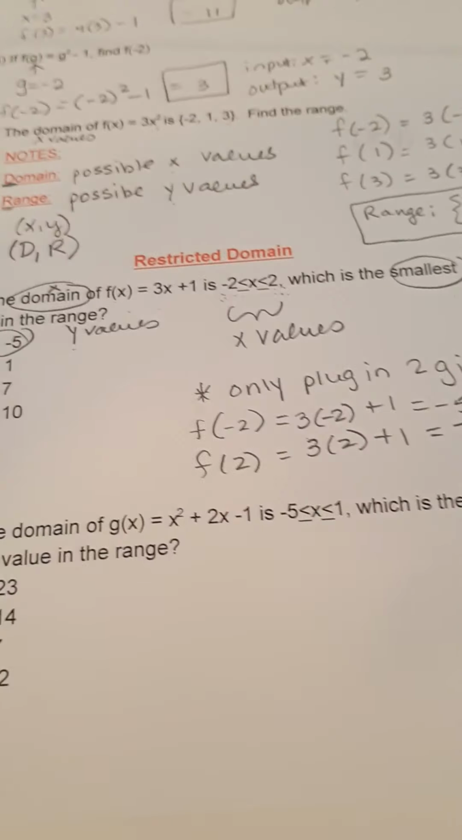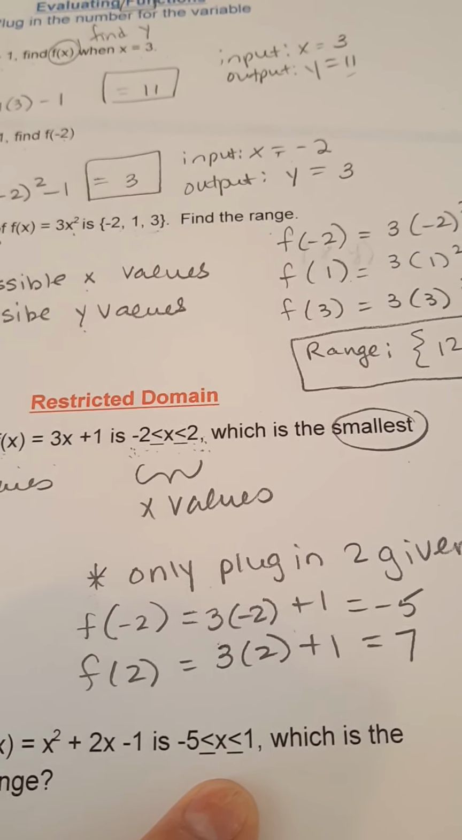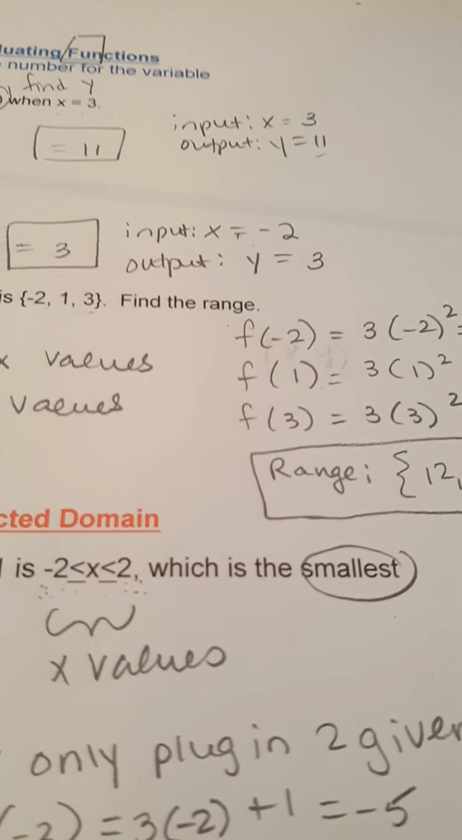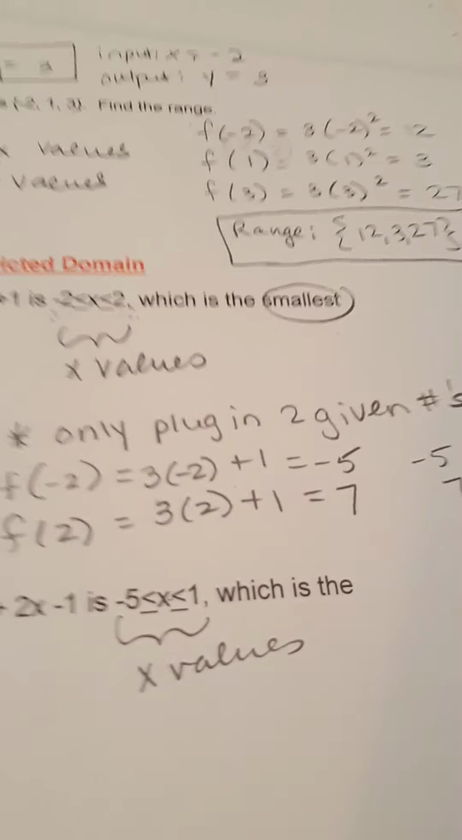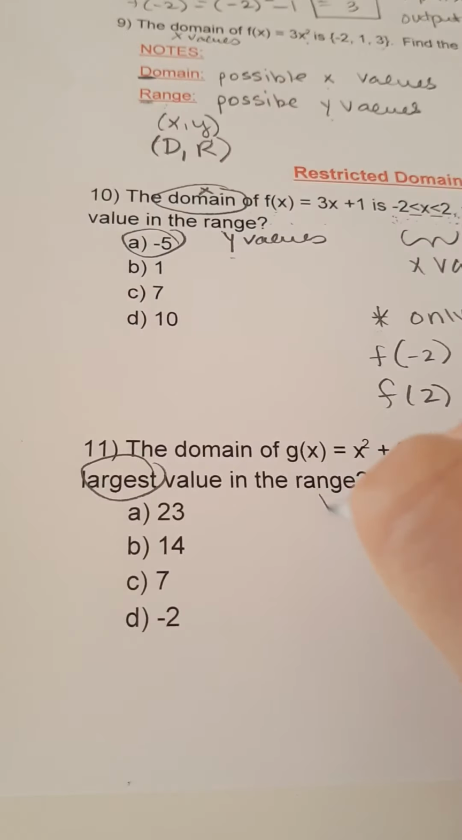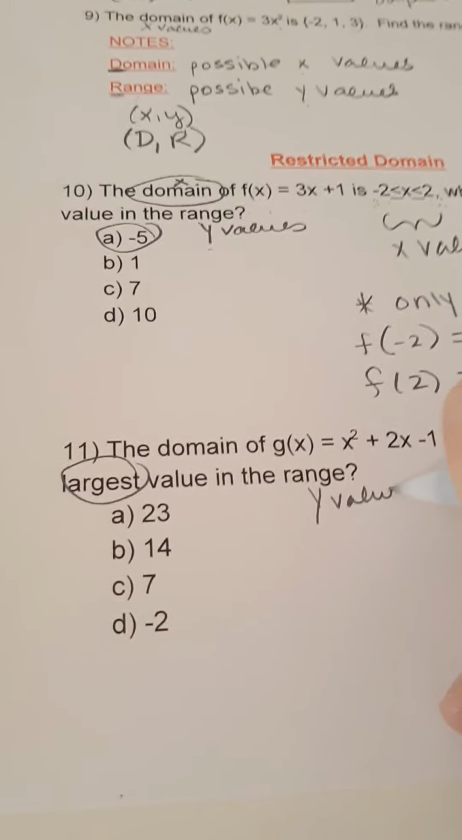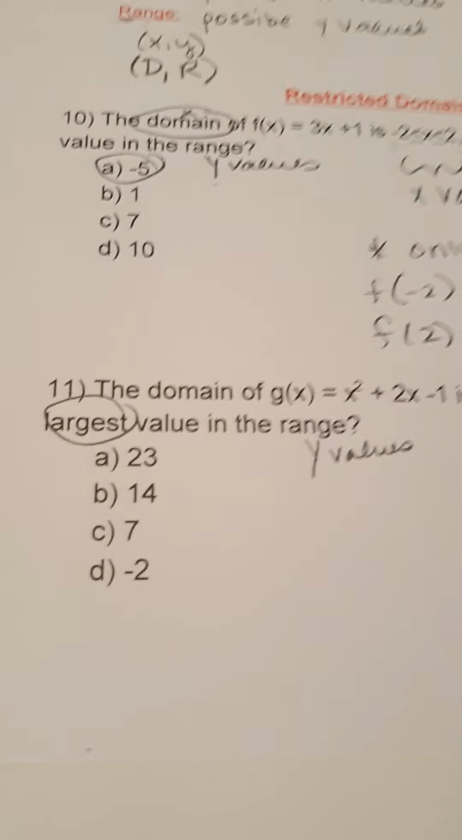So now our final question of the day for classwork. The domain of g of x equals x squared plus 2x minus 1 is -5 is less than or equal to x is less than 1. So these are your x values because x is in the middle. Which is the largest value in the range? And don't forget, range is the y values. Okay? Again, plug in the two given numbers.